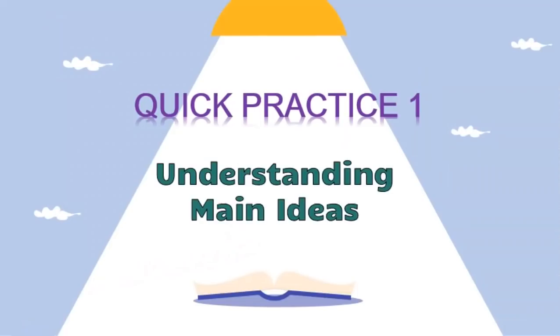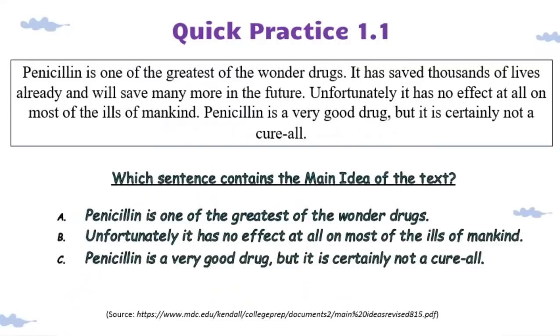Now, let's do a quick practice to further enhance what we have learned about understanding main ideas. Quick practice 1.1. Let's read the text together. Penicillin is one of the greatest of the wonder drugs. It has saved thousands of lives already and will save many more in the future. Unfortunately, it has no effect at all on most of the ills of mankind. Penicillin is a very good drug, but it is certainly not a cure-all. Which sentence contains the main idea of the text?